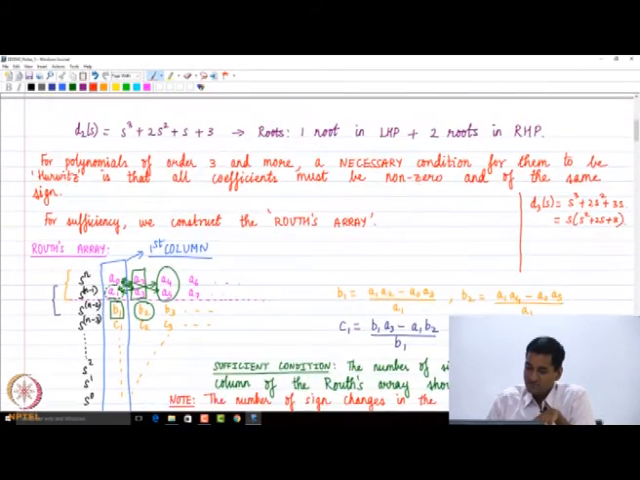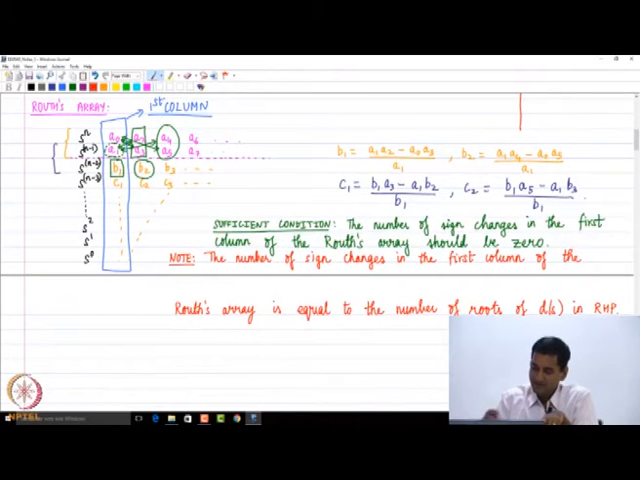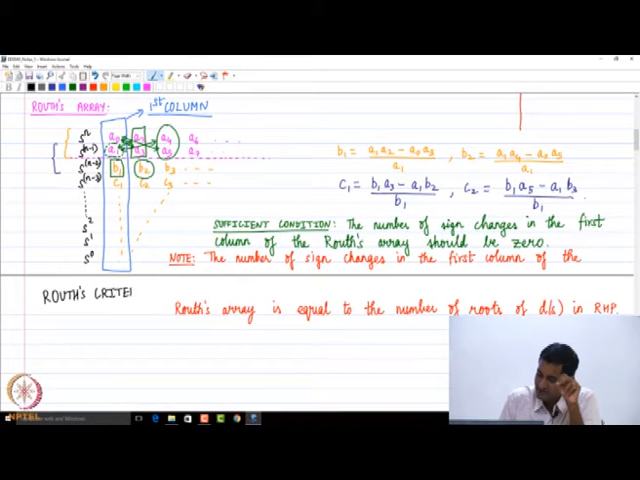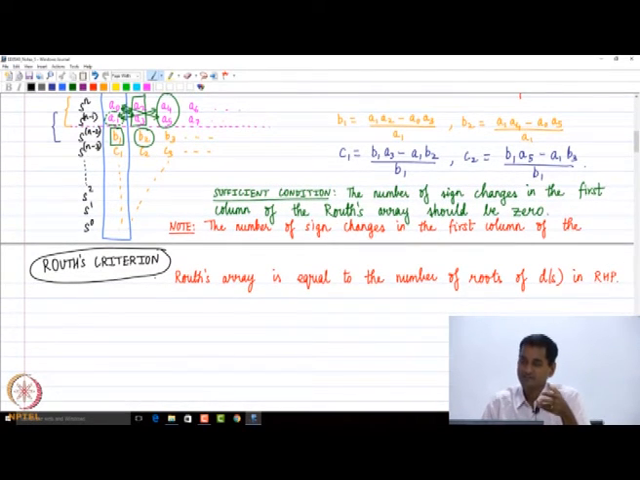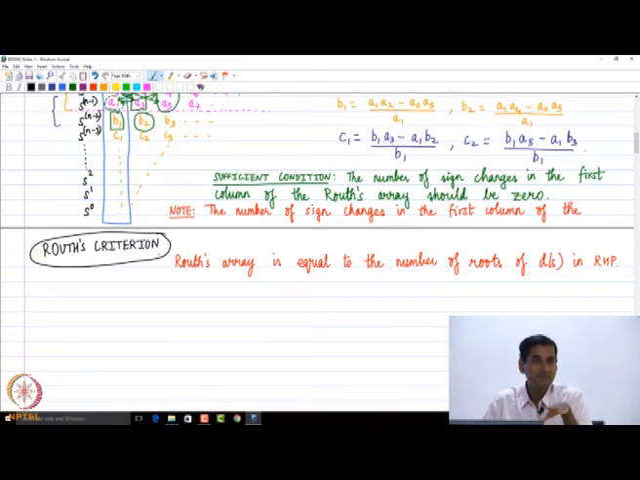This is the Routh array. So this is the Routh criteria. These two conditions, the necessary and the sufficient condition, are what is called the Routh criteria. We will anyway come back to our dynamic systems and define carefully, write down what is called the Routh stability criteria. But this is the Routh criteria. So you have two conditions, necessary and sufficient.